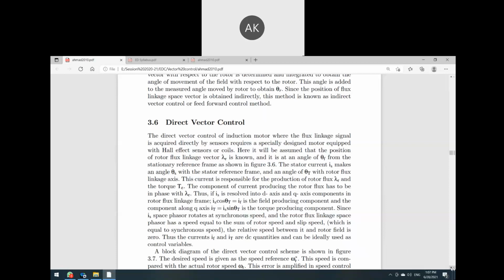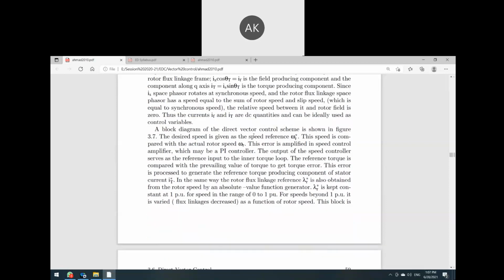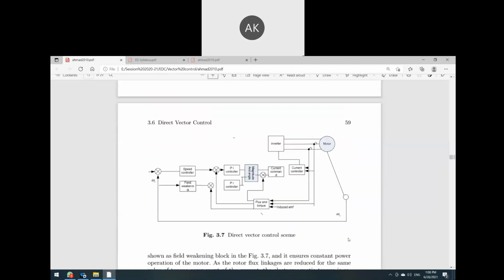So this is the description of the block diagram. A block diagram of the direct vector control scheme is shown in the figure. The desired speed is given as the reference speed omega r star. This speed is compared with the actual rotor speed, which is sensed through the sensor. So the error is amplified in the speed control amplifier, which may be a PI controller. You can see in this block diagram that the reference speed and the actual speed are processed through the speed controller and the PI controller.